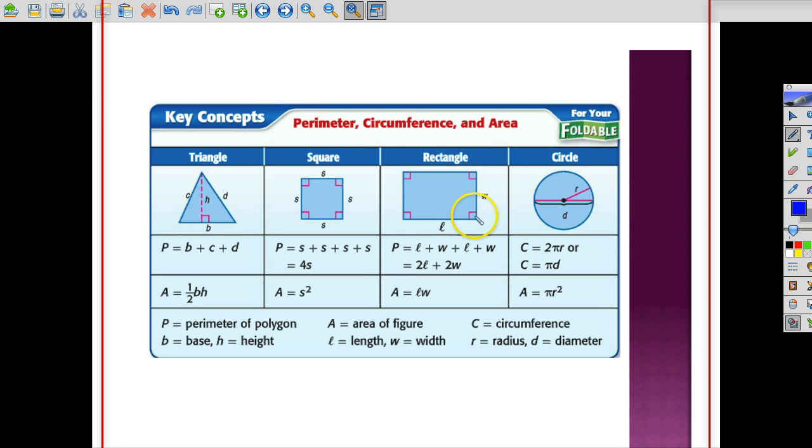Rectangle, you have length and width. When you add all four sides, you have two lengths and two widths that you add up to get the perimeter. For the area, you multiply the length and width. For a circle, remember the perimeter of a circle is called its circumference, and it's calculated by doing 2 pi r. R is the radius, which is half the diameter. So you can say 2 pi r, or we can just say pi times the diameter. The area of the circle is pi r squared, pi times r squared.